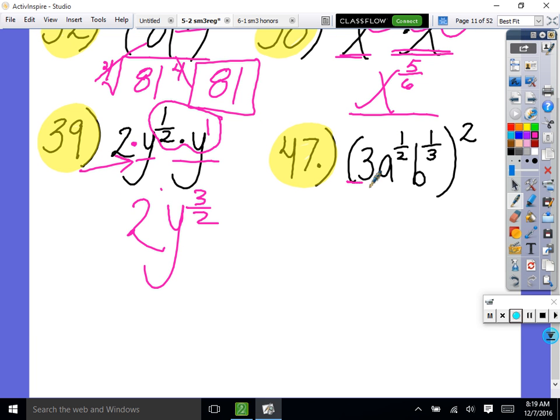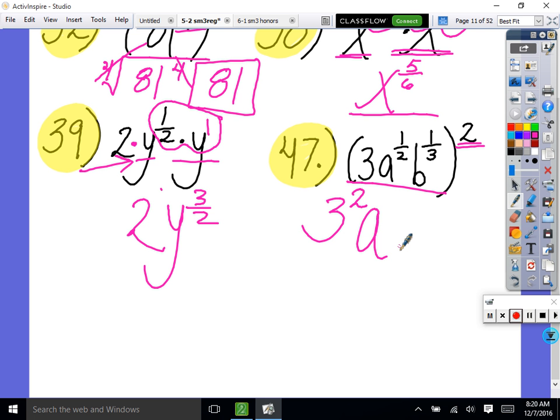We have all this stuff being raised to the second power, correct? Now, everybody pay attention, because there's no addition signs in here, it's okay to raise all of those to the second power, correct? This is not breaking the forbidden rule. Okay, so we have 3 to the second, a to the, raise the power to a power and you multiply.